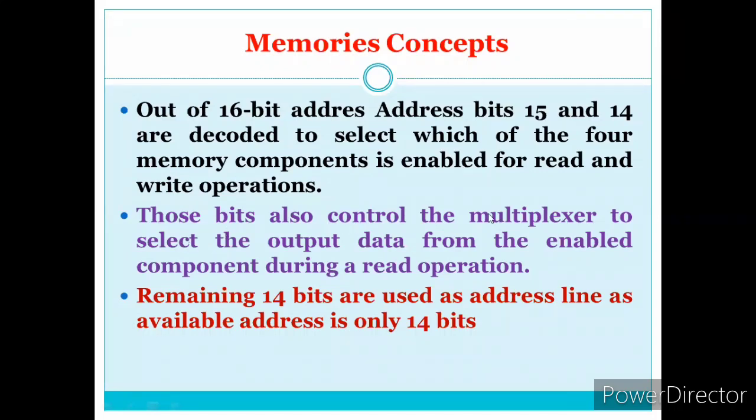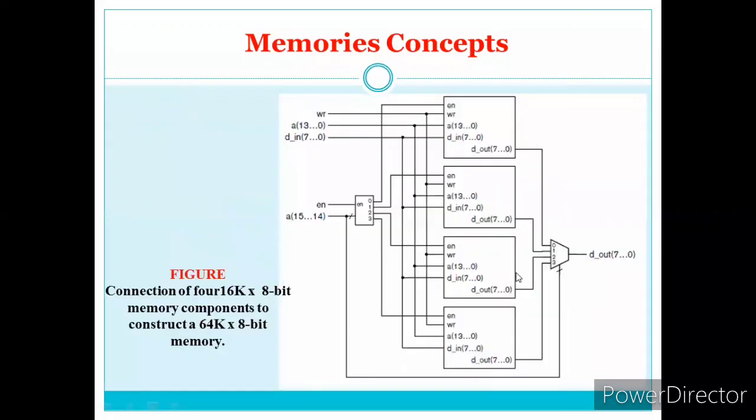So those bits also control the multiplexer to select the output data from the enabled component during the read operation or the write operation there. And as I said, the remaining 14 bits are used as address lines for the address decoding. So let us see what I just explained in a design.